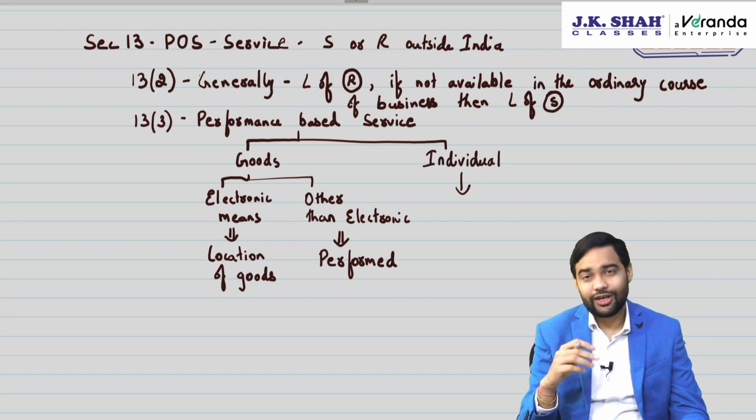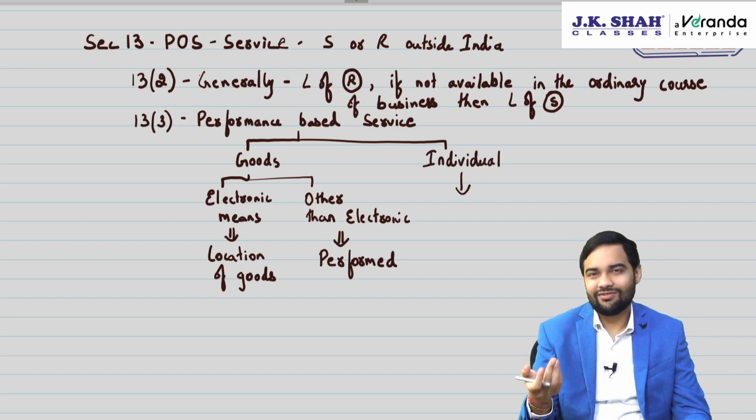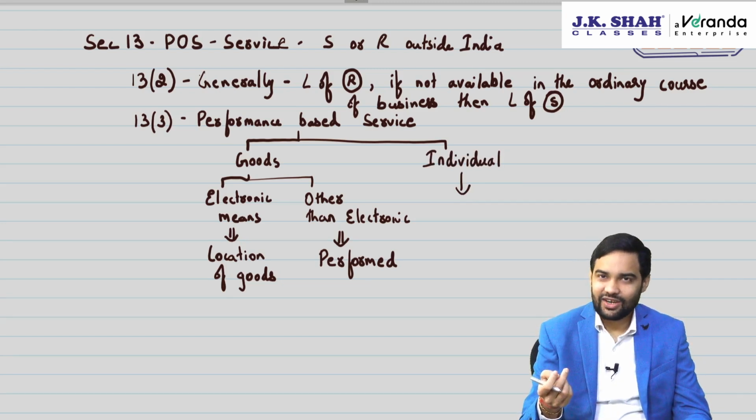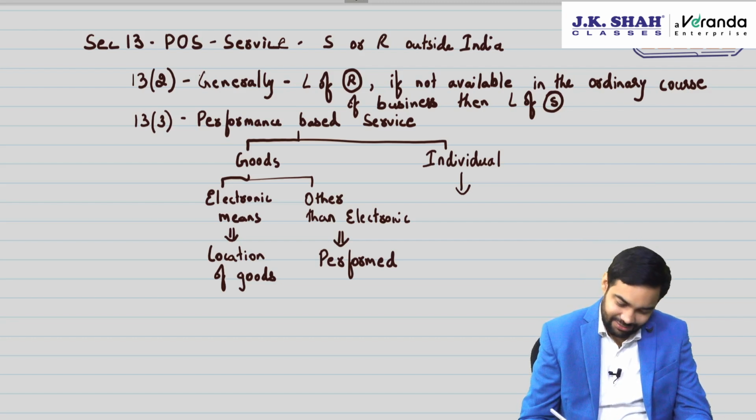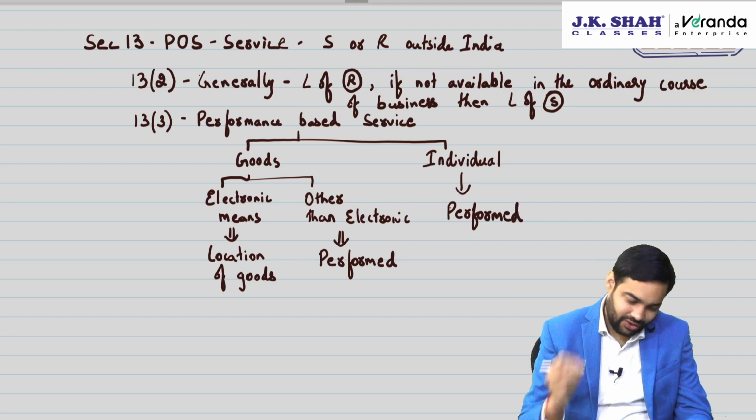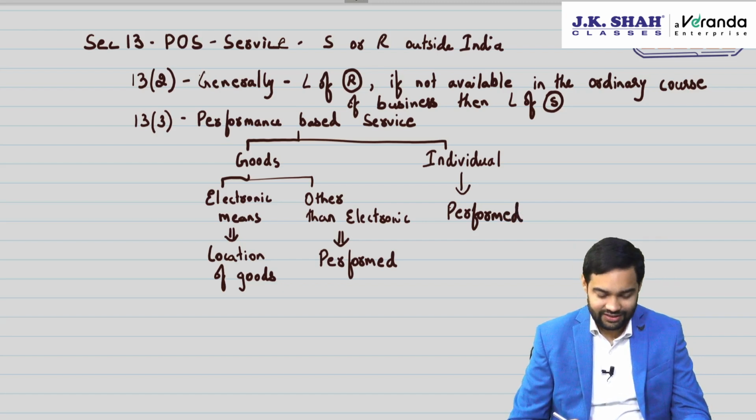Here electronic means is not there, but maybe in future I expect that electronic means might be added, because these laws were made in 2017. At that point of time you did not have a concept of Zoom lecture etc., and hence electronic means was not even thought of. So here the place of supply is wherever it is performed. Okay, there's one very important point in this.